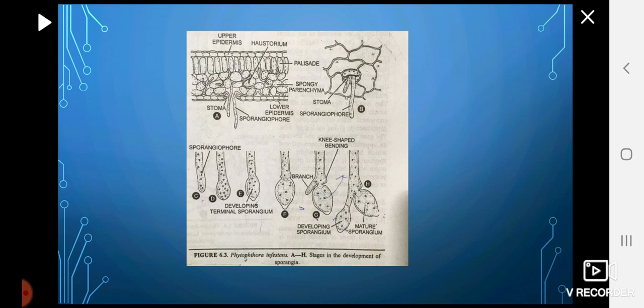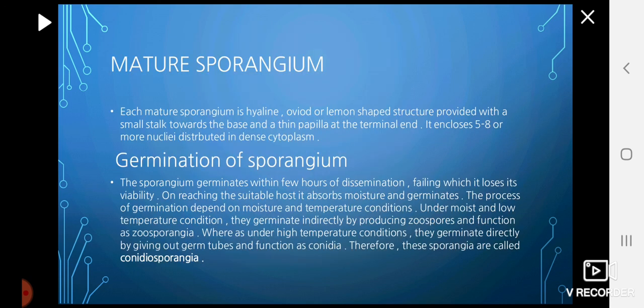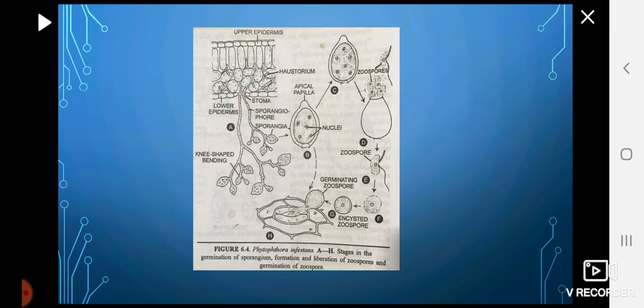Later on, these sporangia break off from the sporangiophore by wind or rain, and the places of attachment leave knee-shaped bending in the sporangiophore. Now the sporangia are carried by wind or rain. The mature sporangium is ovoid or lemon shaped, and there's a small stalk at the base and a thin papilla at the terminal end, and it encloses 5 to 8 or more nuclei in the dense cytoplasm.